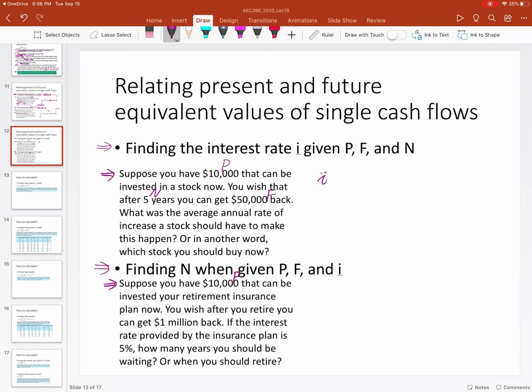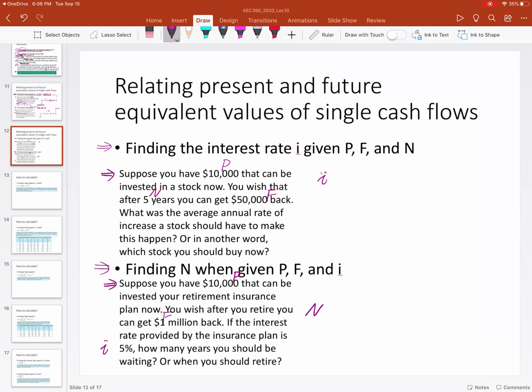So the 10,000 is some money you can invest now. That's your P. And you wish after you retire, well, you don't know when to retire. You don't know how long it's going to be. But you want, after you retire, to get 1 million back. Ooh, that's a big number. So that's your future value. But you also know that the insurance plan you can invest in will give you 5% every year as an interest rate. So that's the I. Then the question is how many years you should be waiting or when you should retire. So the real question is what is the N? How many years will that take?